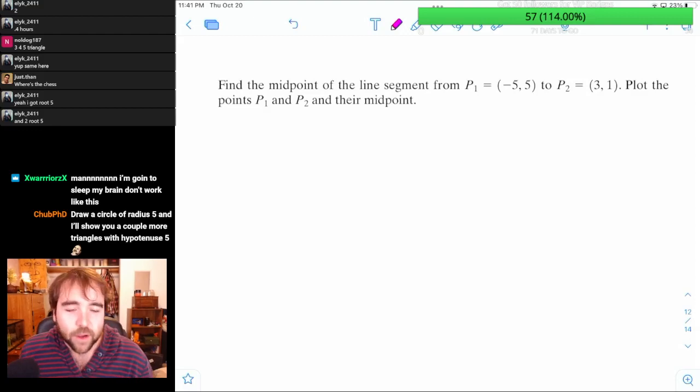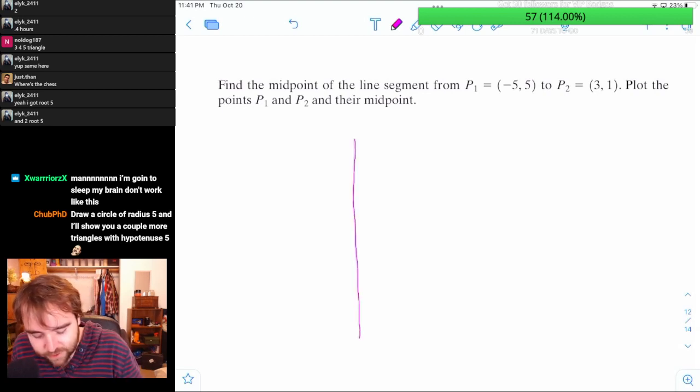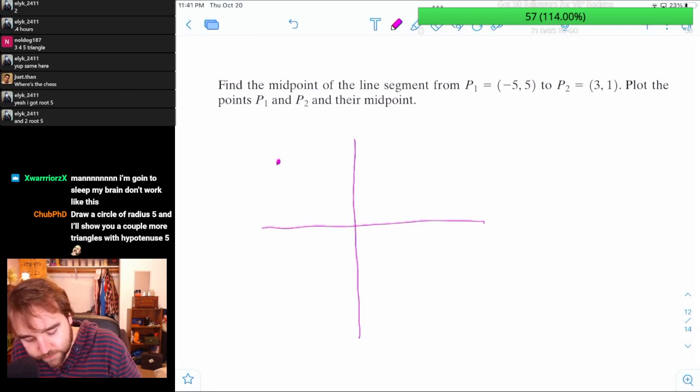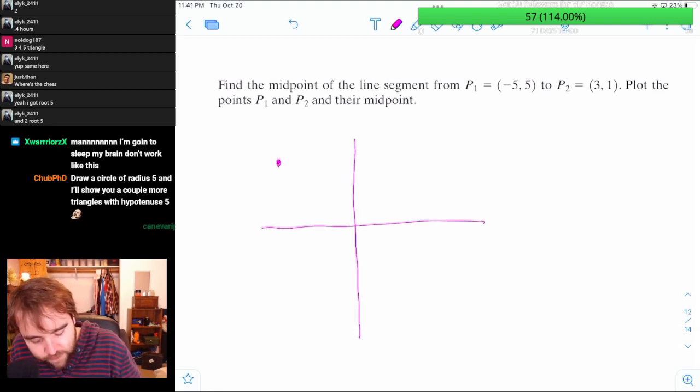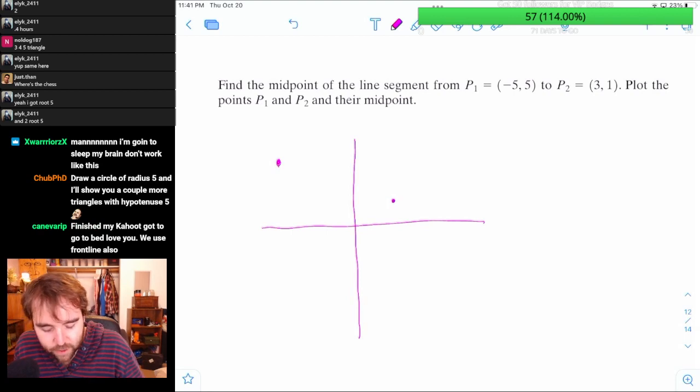So find the midpoint of the line segment from point 1, which is negative 5, 5, to point 2, which is 3, 1. Plot the points point 1 and 2 and their midpoint. Okay, so finding the midpoint is actually very easy, but I wonder how easy it would be to figure out the formula of how to do it.